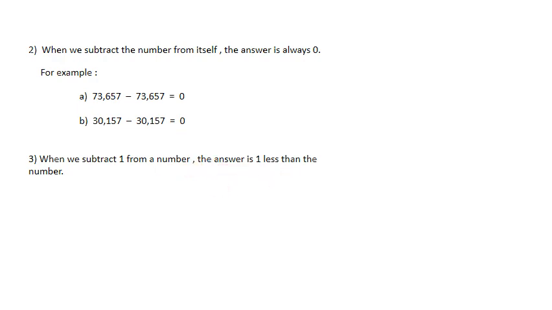And the third one is: when we subtract 1 from a number, the answer is 1 less than the number, like the predecessor. We can say the predecessor of a number. For example, see here, 73,657. When we subtract 1, the answer is 1 less than the number. See here, 1 less than 7 is 6. So 73,657 minus 1 gives you 73,656.